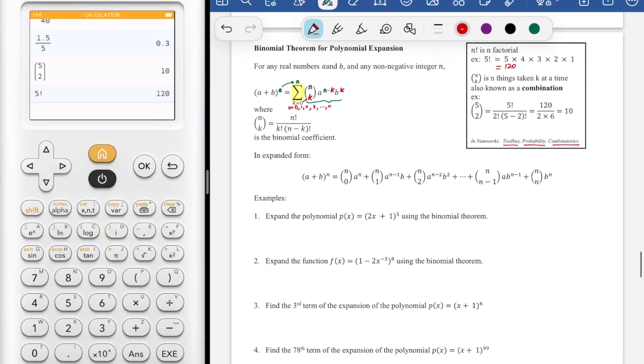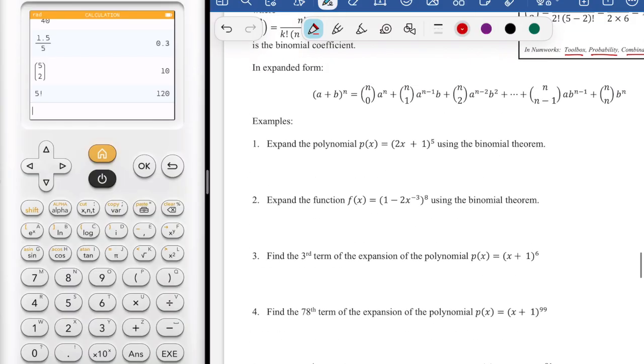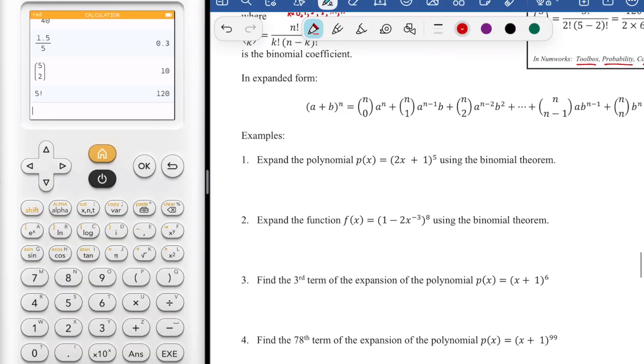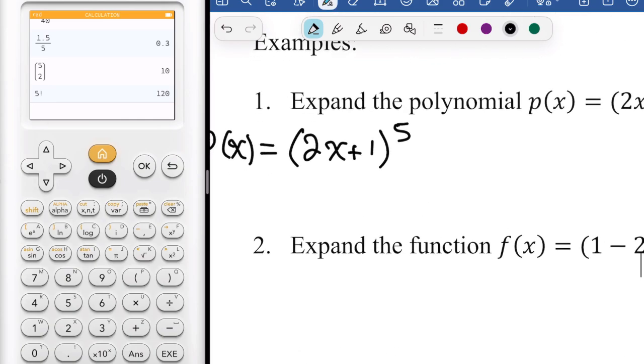All right, so for number 1, using the binomial theorem, I would expand this polynomial. p of x is equal to 2x plus 1 to the 5th. Just like Pascal's triangle, I'm going to identify my a and my b values. So this is my a, and this is my b. And I also have my n.